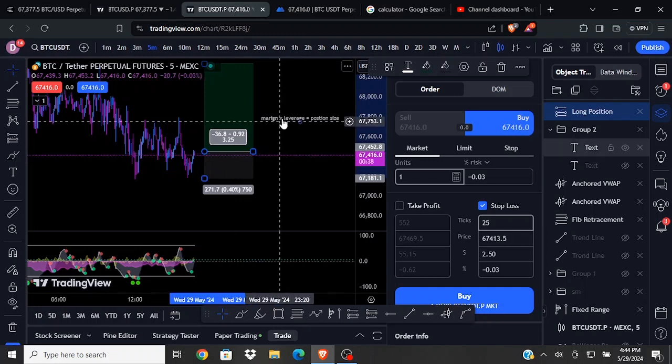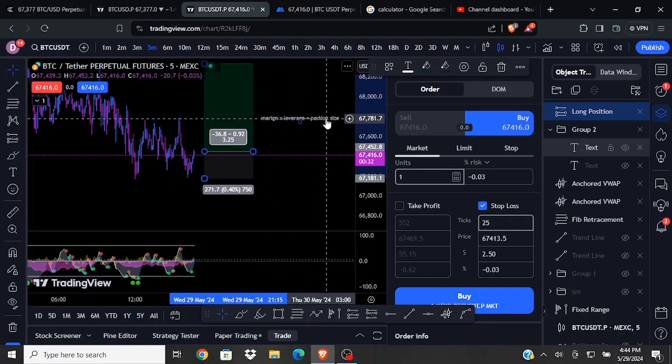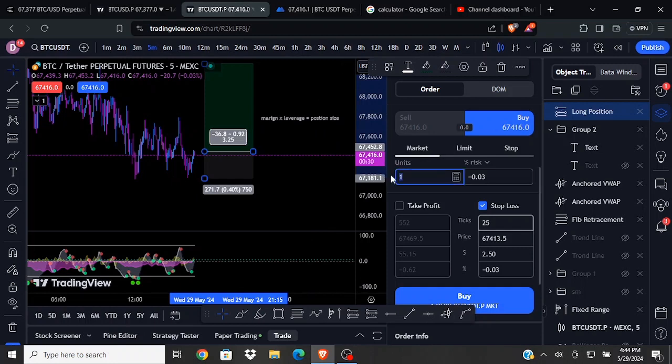If you're using leverage, then you are basically multiplying your margin by your leverage to get your total position size. So in this case, this number right here is your position size. And again, it's in units of Bitcoin. So my position size is 1 Bitcoin.